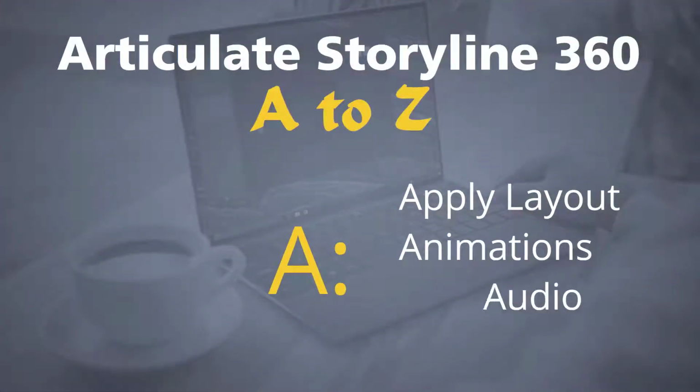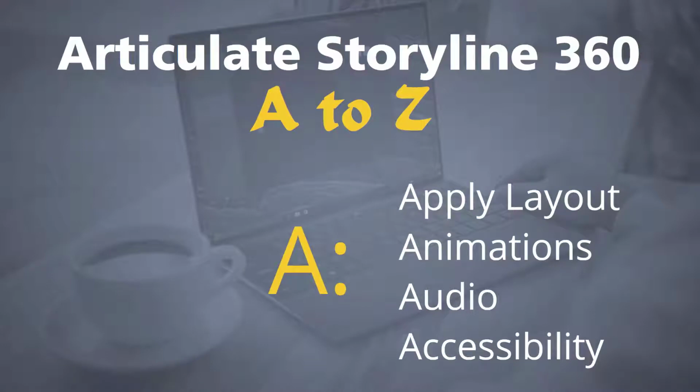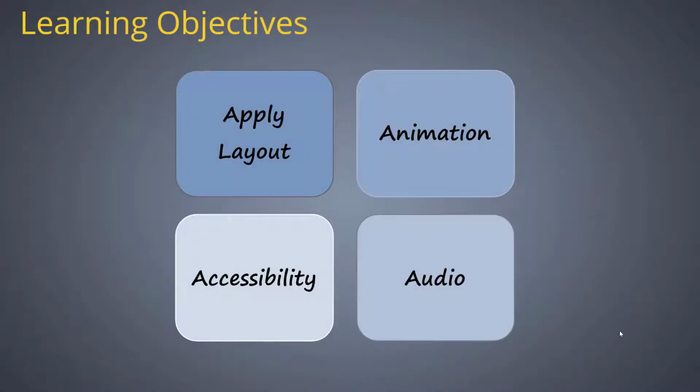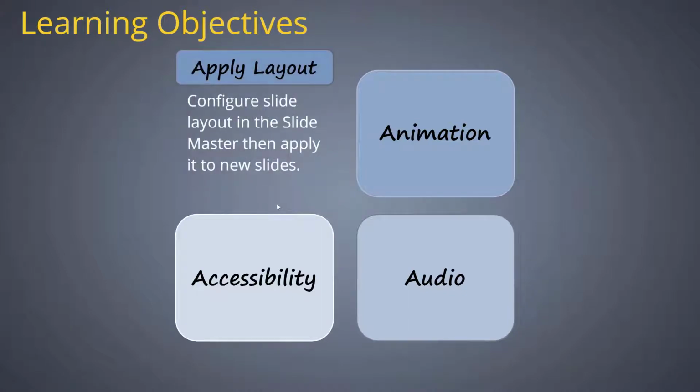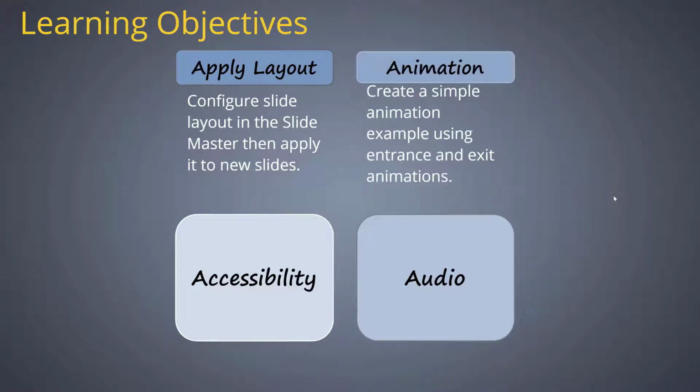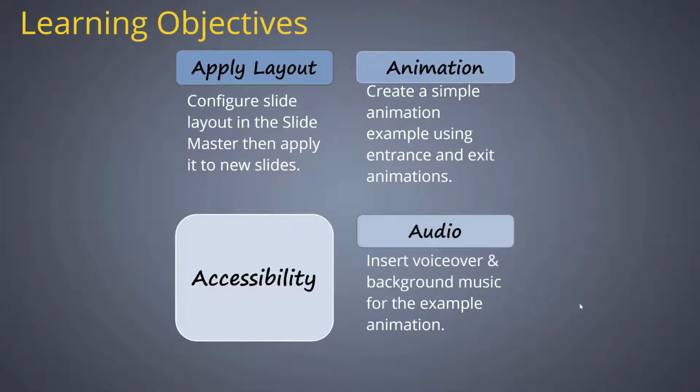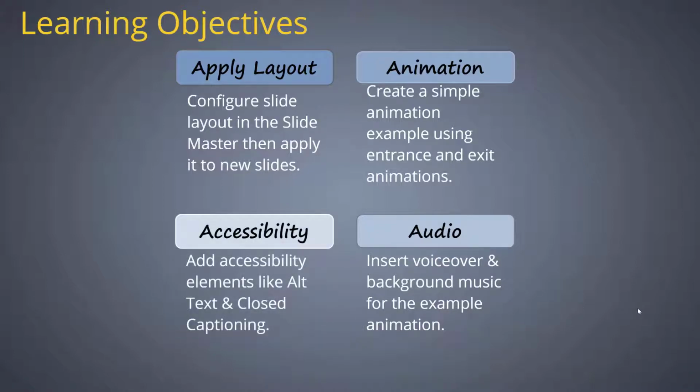Hi everyone, so today we're going to look at Articulate Storyline 360 A to Z, and we're going to look at the letter A: Applied Layout, Animations, Audio, and Accessibility. First I want to go over the learning objectives. We are going to apply a layout, so we're going to configure the slide layout in the slide master and then apply it to new slides. We're going to create a simple animation example using entrance and exit animations. We're going to insert voiceover and background music for the example animation. And lastly, we're going to add accessibility elements like alt text and closed captioning.